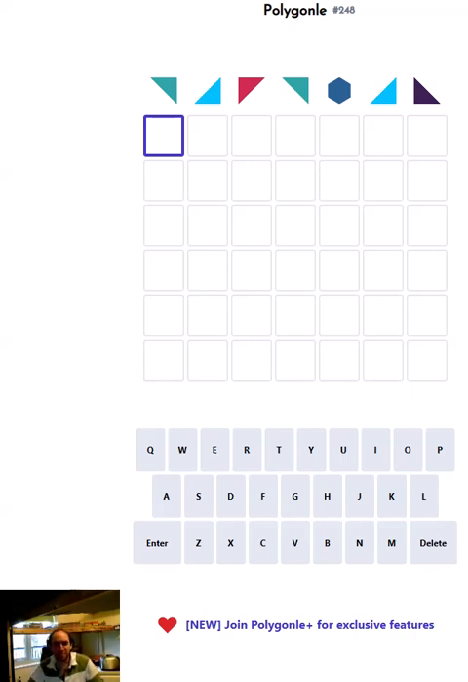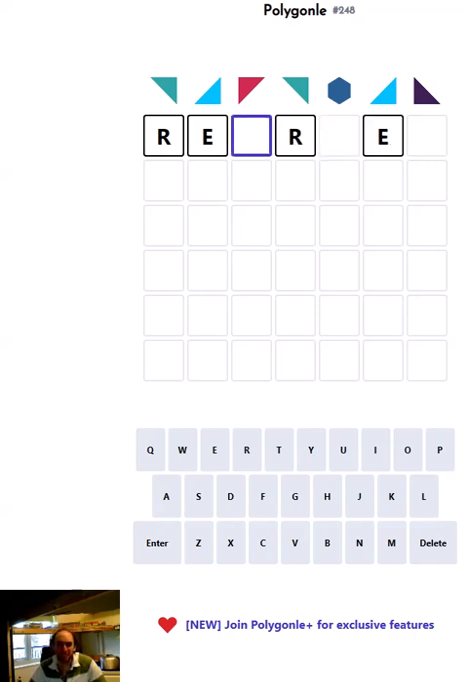I'm trying to guess a word, and when the shape at the top is repeated, the letter is repeated. So, maybe it's an RE beginning. That would mean we have to have R and E in those positions. Does that help us at all? I'm not sure it does.